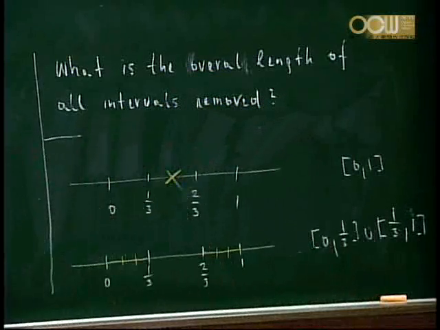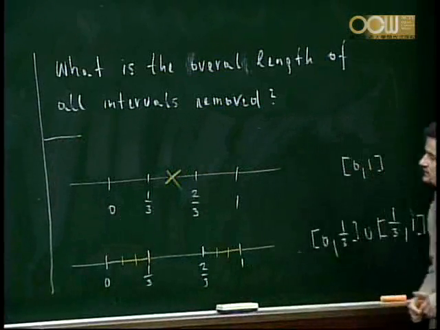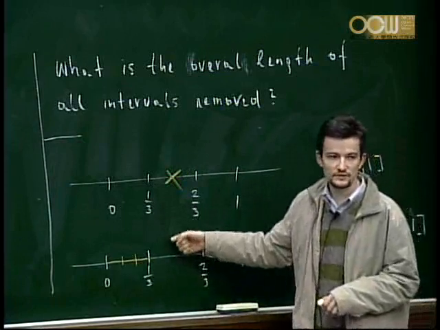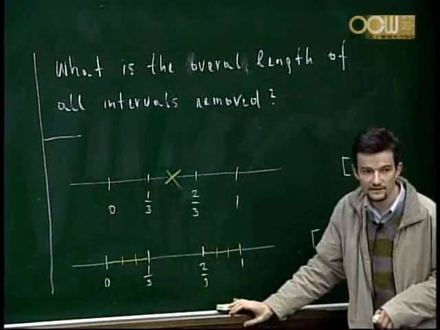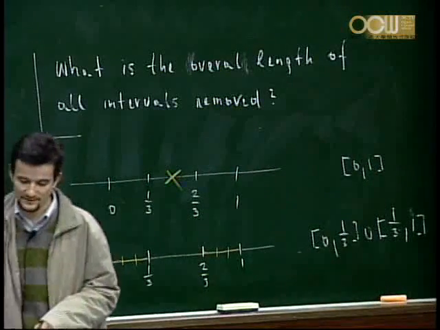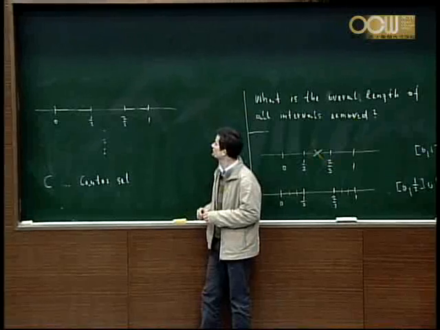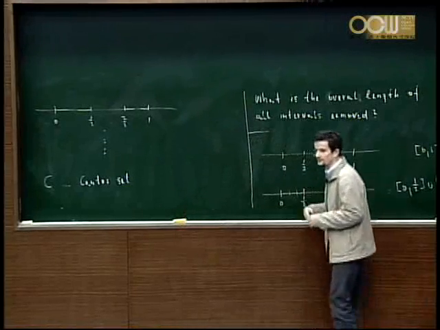Okay, so this is not complicated to compute because here you see the length of the interval I remove in the first step is 1 over 3. The length of the interval removed in the second step is 2 over 9, and the sum of the lengths of the intervals removed in the third step is 4 over 27, and so on and so forth.